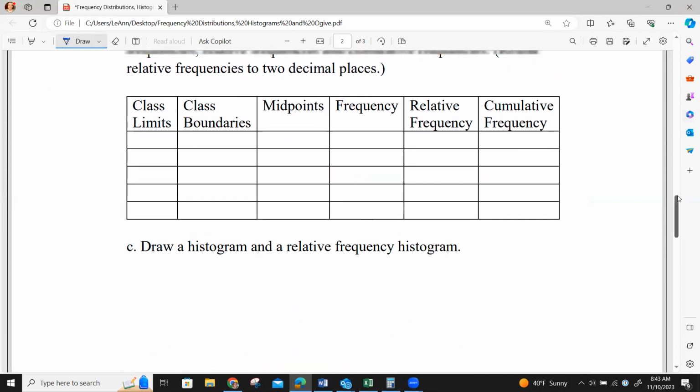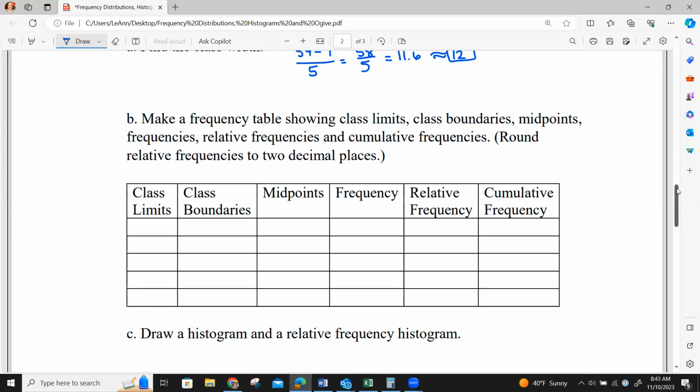So for this part B, we're going to make a frequency table, which is this table right here showing our class limits, class boundaries, which are used for graphing the histogram, midpoints, which could also be used for graphing a histogram. Sometimes they're used for estimating mean and standard deviation later on. So we'll see this again. Frequencies, relative frequencies, and cumulative frequencies. And we do have a special note to round our relative frequencies to 2 decimal places.